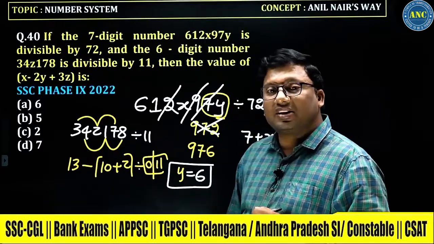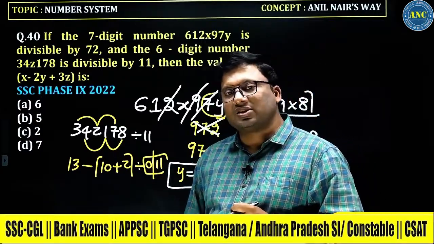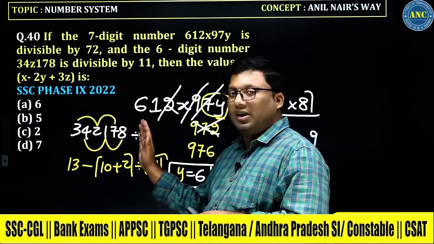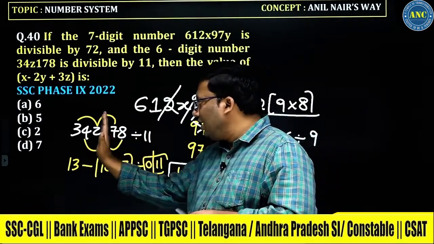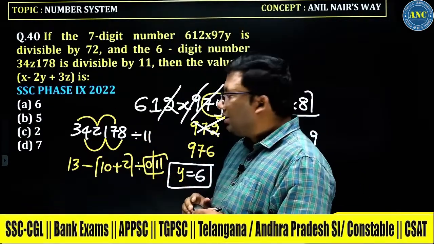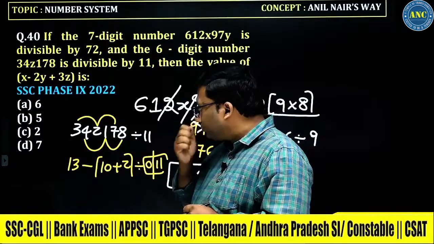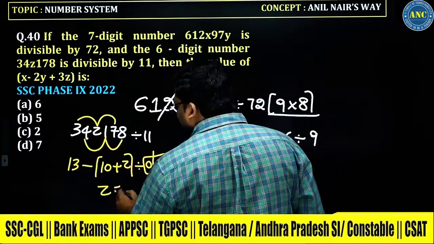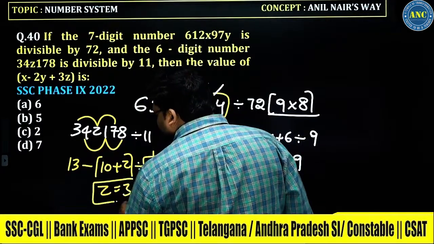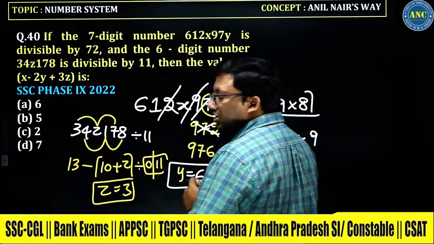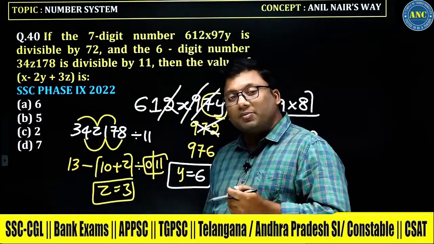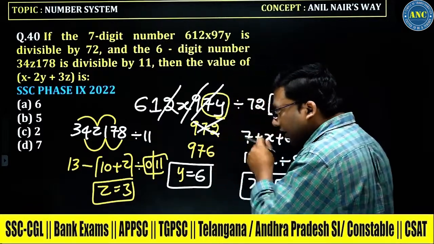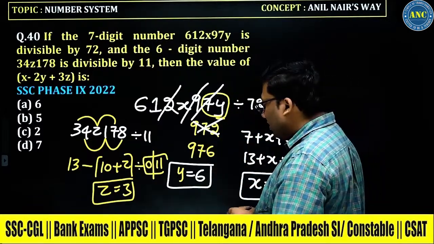The divisibility rule of 11 is the sum of the odd places minus the sum of the even places. 8 plus 1 is 9, 9 plus 4 is 13. 13 minus (10 plus Z). That means the Z value is 3. 13 minus 10 plus 3, which is 13. 13 minus 13 is perfectly divisible by 11.